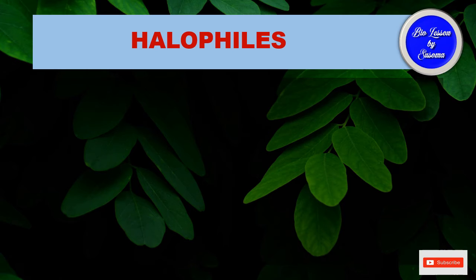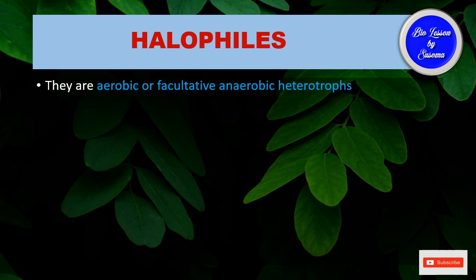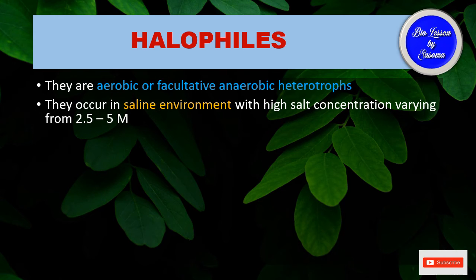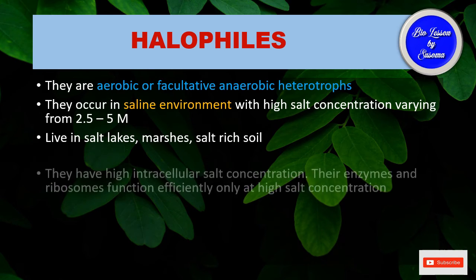Next, halophiles. So what are the features of halophiles? They are aerobic or facultative anaerobic heterotrophs. So what are facultative anaerobes? Facultative anaerobes are the organisms which can survive in the presence of oxygen, can use oxygen in aerobic respiration, but can also survive without oxygen via fermentation or anaerobic respiration. They occur in the saline environment with high salt concentration varying from 2.5 to 5 molar. They live in the salt lakes, marshes, and salt-rich soil.